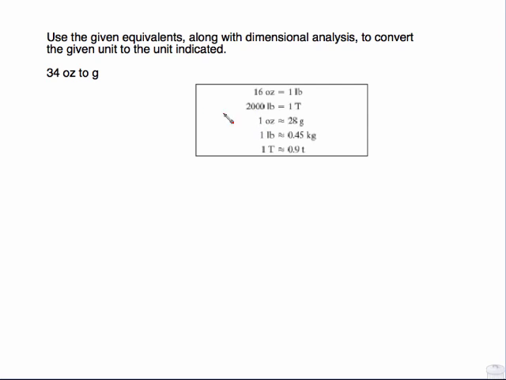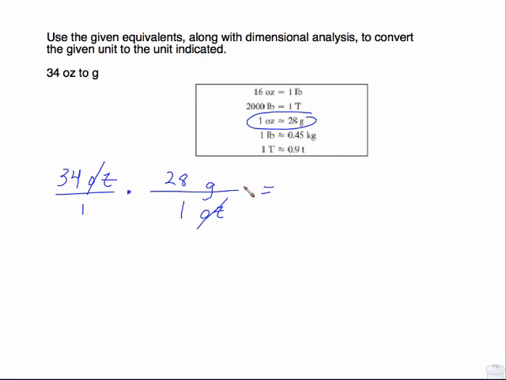Here we've got some equivalents along with dimensional analysis to do this conversion. So we have 34 ounces over 1. We want to convert to grams. So ounce will go on the bottom, grams goes on the top. Do you see in your chart where ounces and grams are together? Right here. So it's 1 ounce equals 28 grams. Multiply it up, ounce disappears. 34 times 28 is 952 grams.